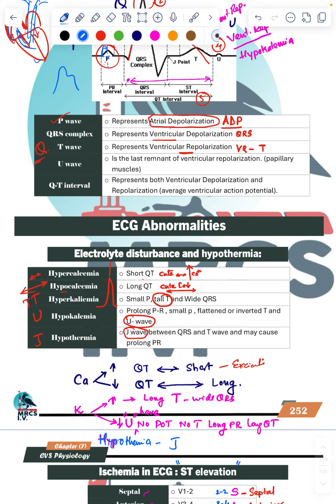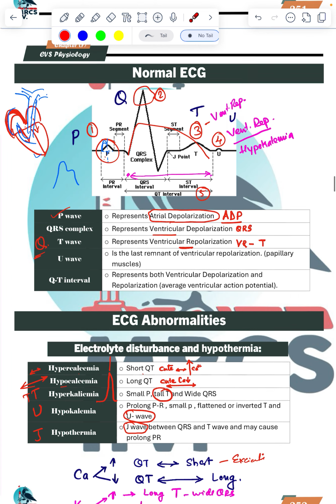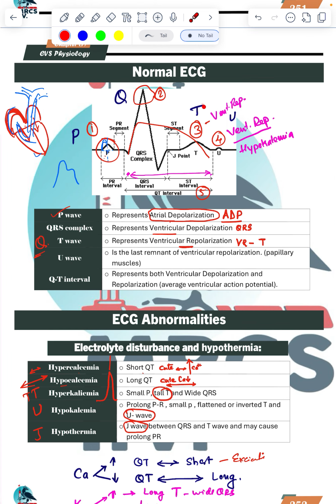Abnormalities in the ECG will appear because of electrolyte disturbances. One, hypercalcemia. Just now I have told, whenever calcium is increased, excitability is increased, the QT interval will be shortened. When calcium is less, the QT interval will be prolonged. If there is hyperkalemia, this will be having a pull effect on the T wave. The T wave will be peaked. If there is hypokalemia, there will be a push effect. The P wave will go down.